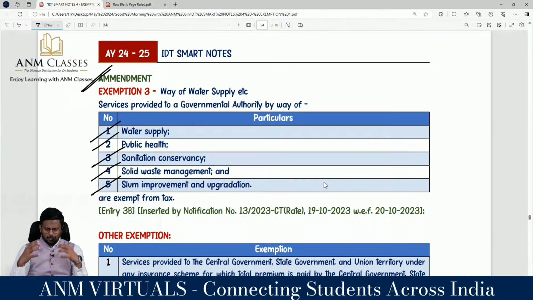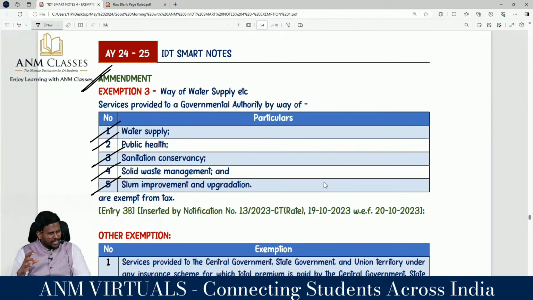So the service is being provided to the governmental authority. A service provided to a governmental authority by way of water supply, public health, sanitation, conservancy, solid waste management and slum improvement and upgradation are exempt from GST. So you have to tell me what are the 5 points. Water supply, public health, sanitation conservancy, solid waste management, slum improvement and upgradation are exempt from GST.